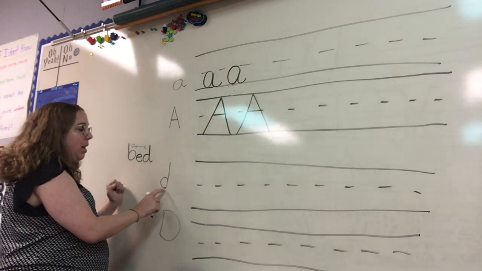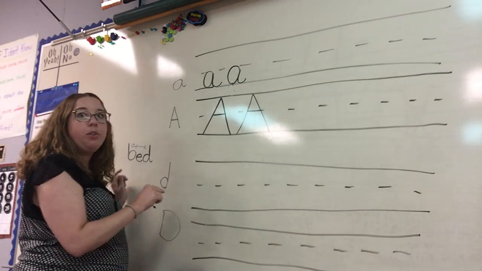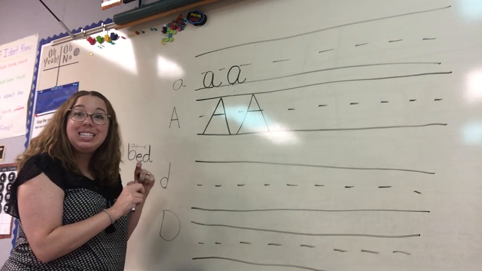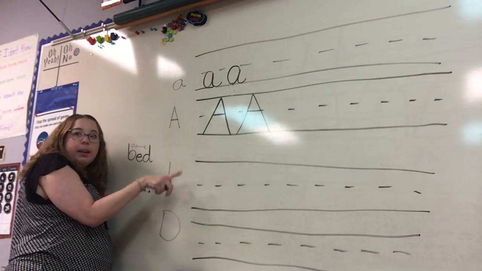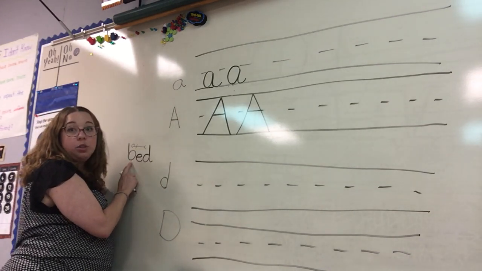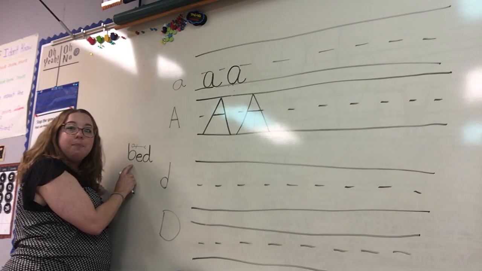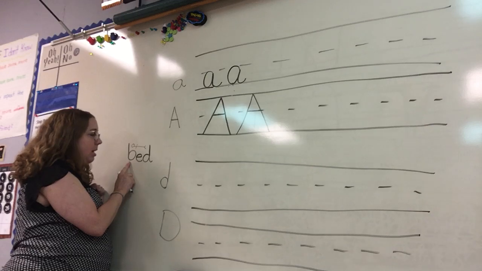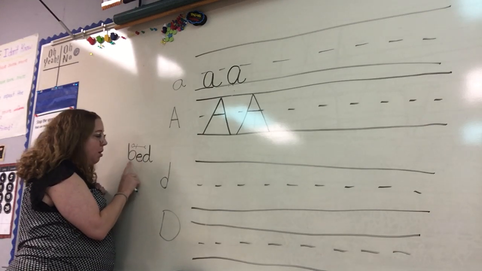Now, when I do my lowercase d, some of you are thinking, oh, I can never remember where my D faces, if it faces this way or if it faces this way. I always like to use the word bed to help me, because bed starts with a B and ends with a D. So it has both of those letters in one word.